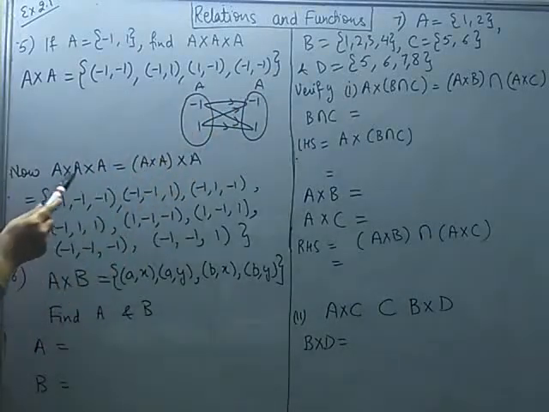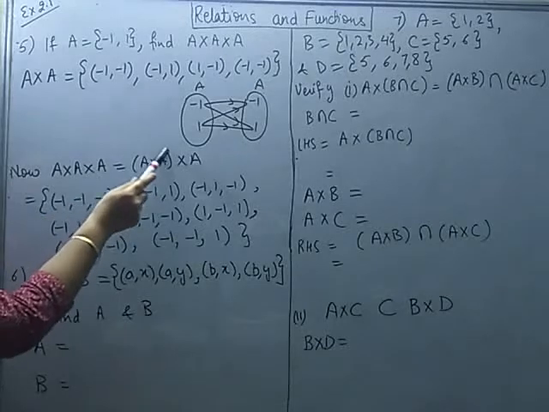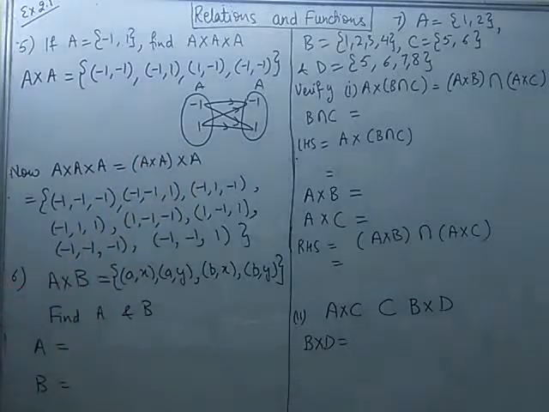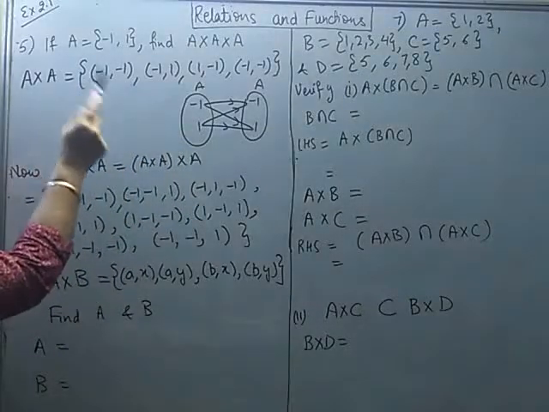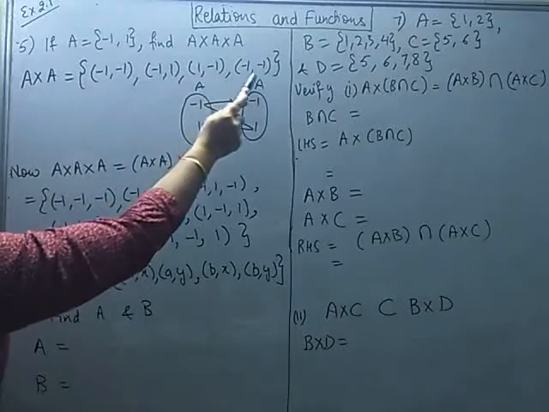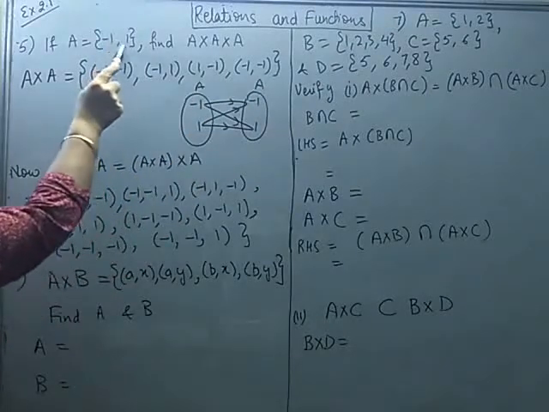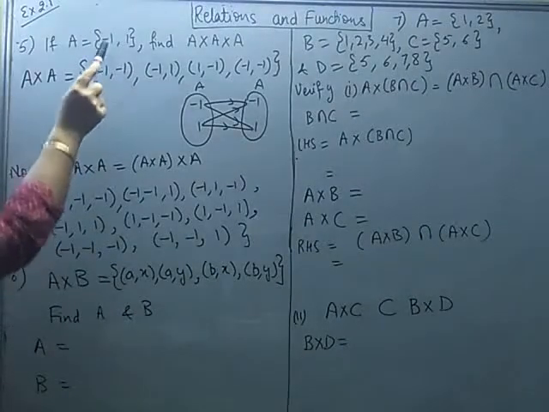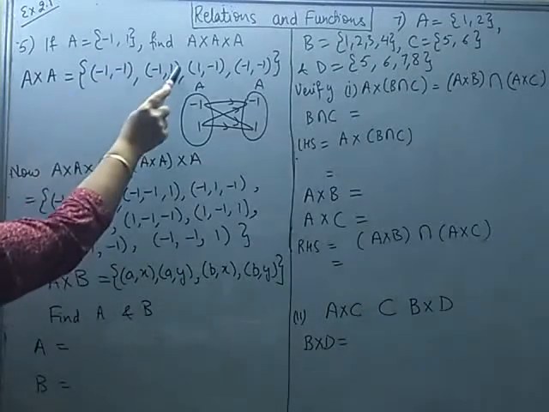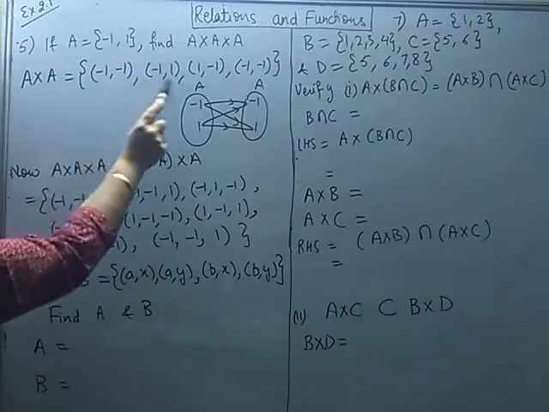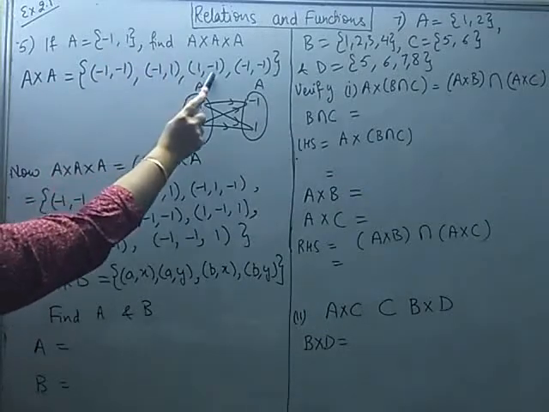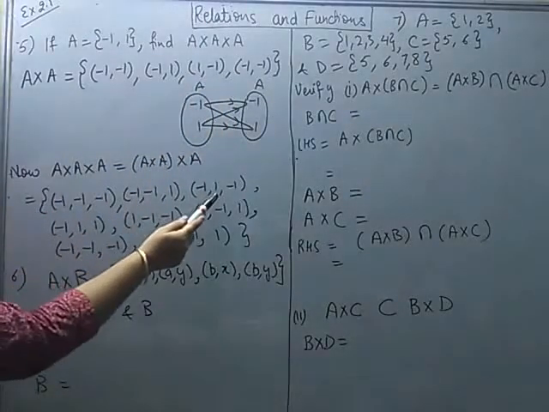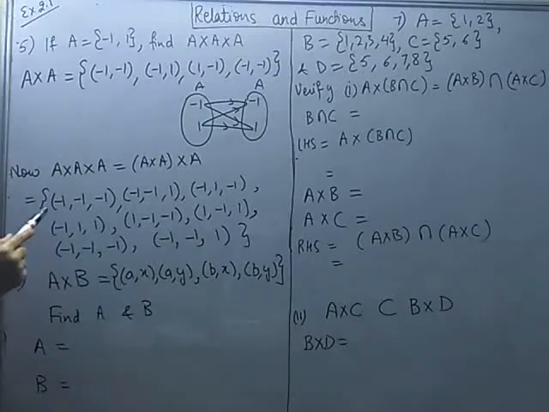Now extending it to A cross A cross A, which we can write as (A cross A) cross A. So this is one set, and its Cartesian product with A. Now what do we have to do? We will write the pairs of these 4 ordered pairs with the elements of A. So see how it goes. This will pair with minus 1, this will pair with 1. In the same way, the next one will pair with minus 1 and then with 1, and the next two ordered pairs also. This is an easy way of pairing an ordered pair with another number.